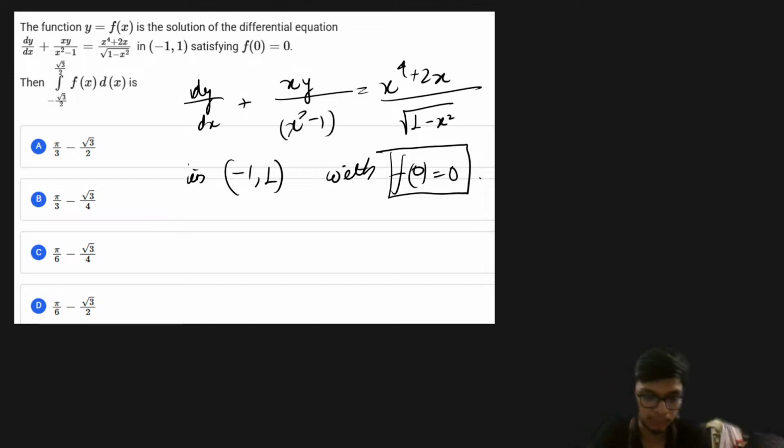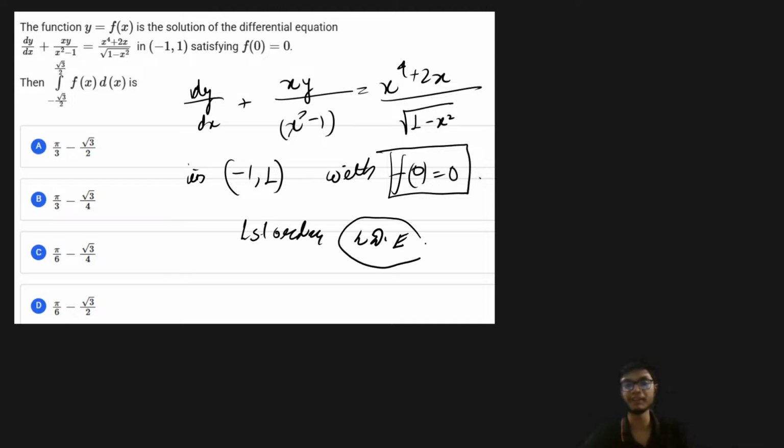Okay, so if you look at the form of the differential equation, it is a first order linear differential equation. First order linear differential equation is very simple to solve. So try to find out the integrating factor over here. Please try to solve this question.